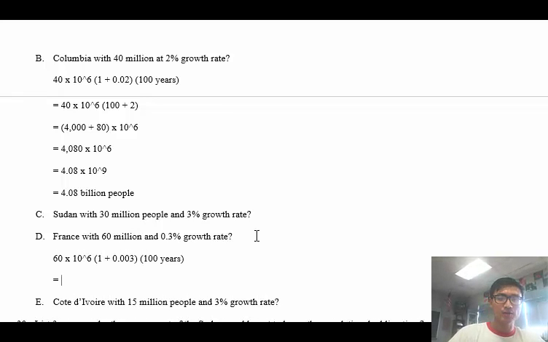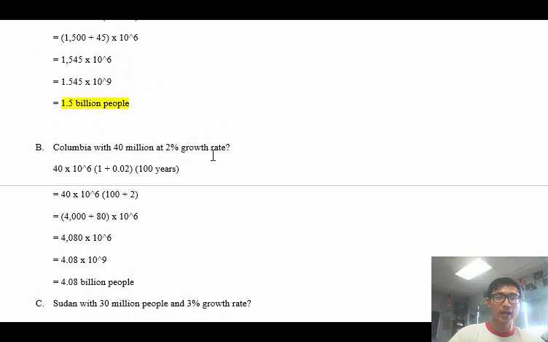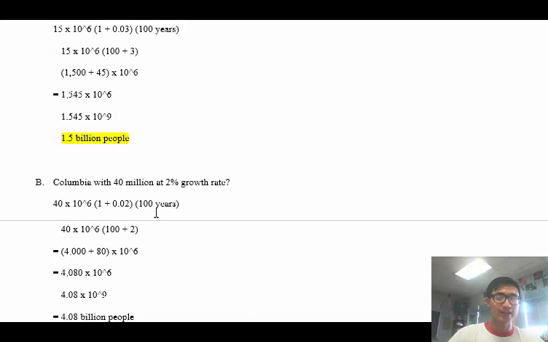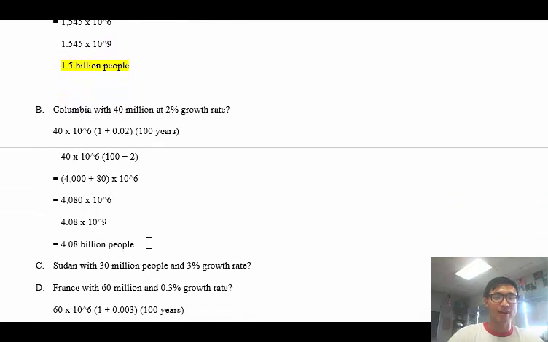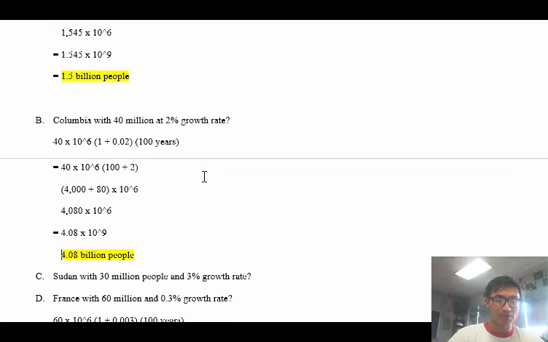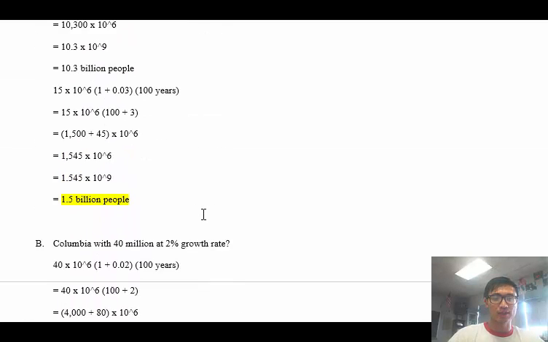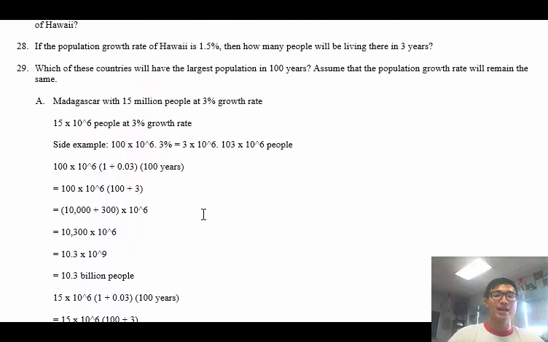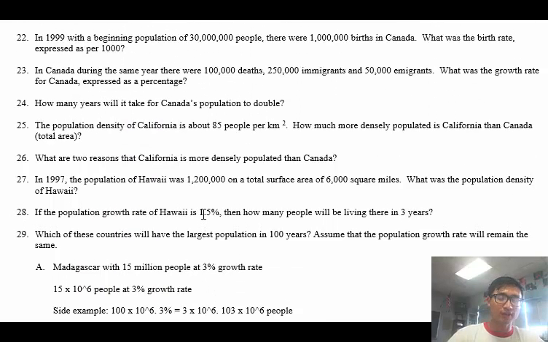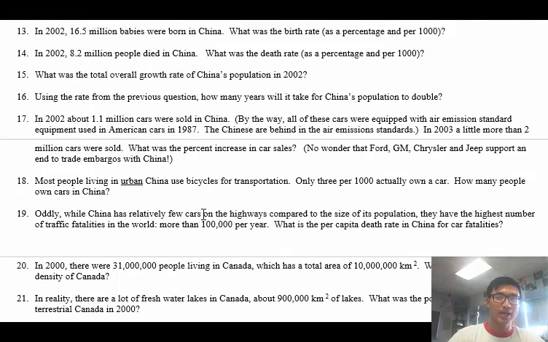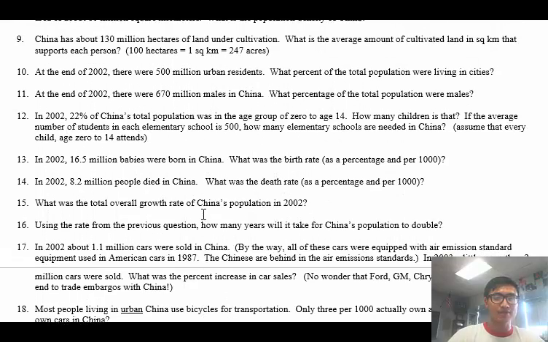So again, you're responsible for C, D, and E, and we've already done A. Madagascar after a century is going to have 1.5 billion people, while Colombia after a century is going to have 4.08 billion people. I want you guys to figure out C, D, and E and the rest of the homework as well. Okay? If you guys have any questions about specific homework problems, make sure to get together as a group and try to tackle them. And then also feel free to ask me via email.